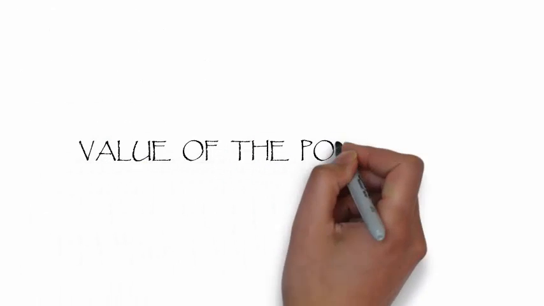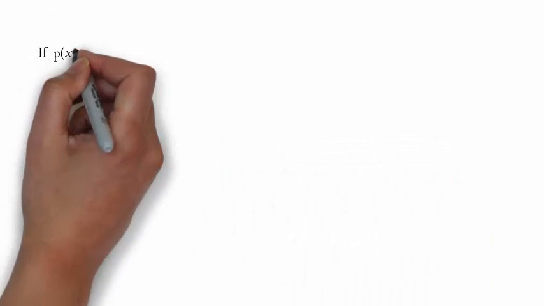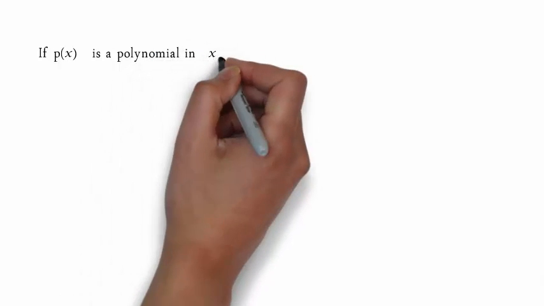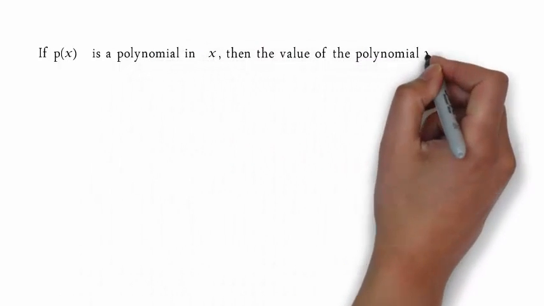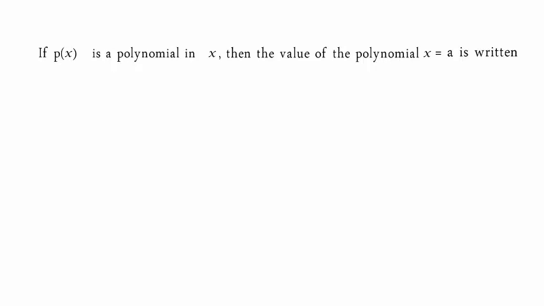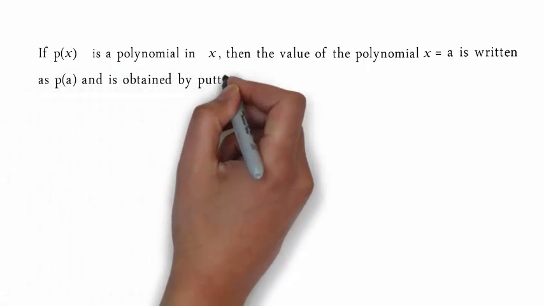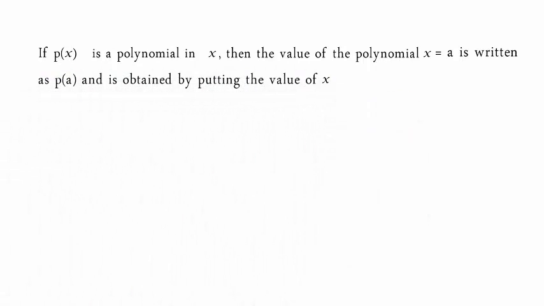Value of the polynomial. If p of x is a polynomial in x, then the value of the polynomial for x is equal to a is written as p of a, and is obtained by putting the value of x as a in the given polynomial.